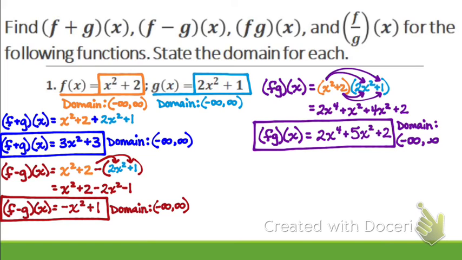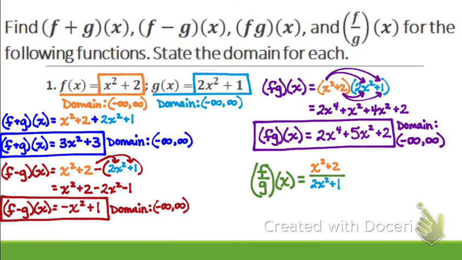All right, one more. Last one that we're going to do for today is f divided by g of x. So f of x is going to go up in my numerator. That is x squared plus 2. G of x goes down in my denominator. So 2x squared plus 1.